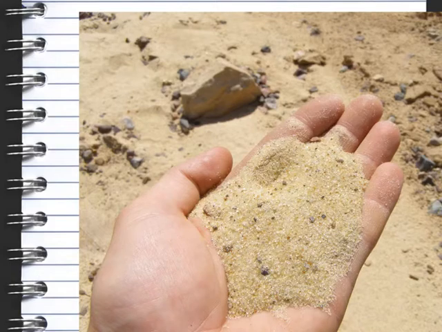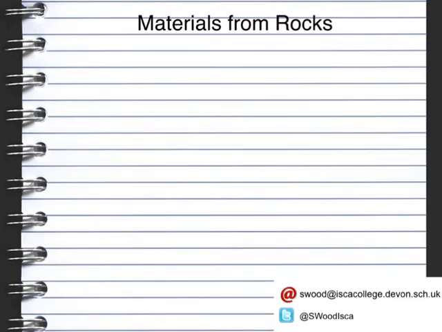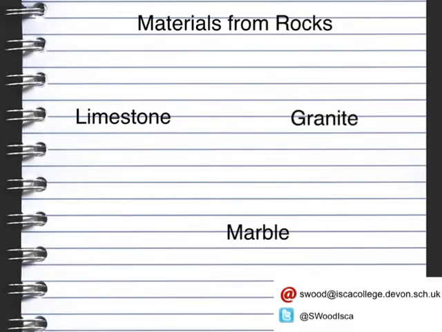Now, these all need processing, whereas other things don't need to be processed. So things like limestone can be used straight away as it is. Marble can also be used straight away, and so can granite. Now, granite you might be lucky enough to have as a work surface in your home.